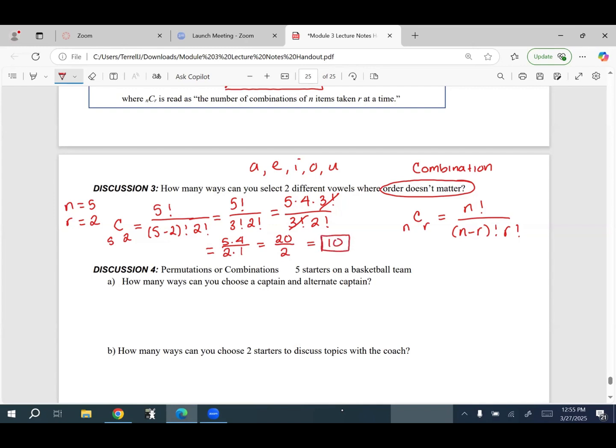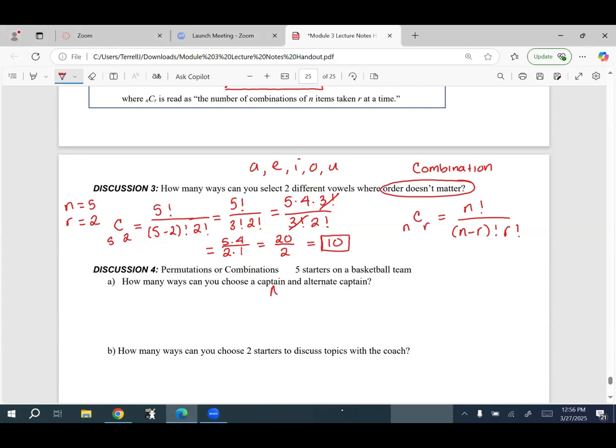Let's look at the next example. We want to determine if this is a permutation or a combination. So it says 5 starters on a basketball team. How many ways can you choose a captain and an alternate captain? So remember, with permutation, the order matters. With combination, the order doesn't matter. So the way I can determine whether this is a scenario where order matters or not is think about 2 people. Let's call one person A and one person B.